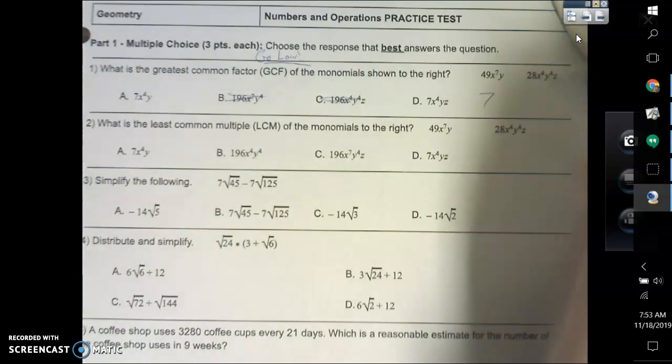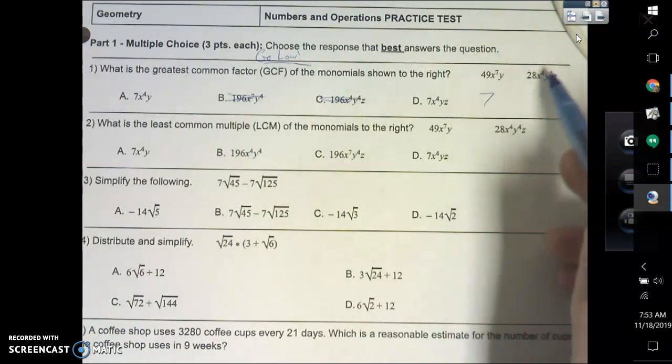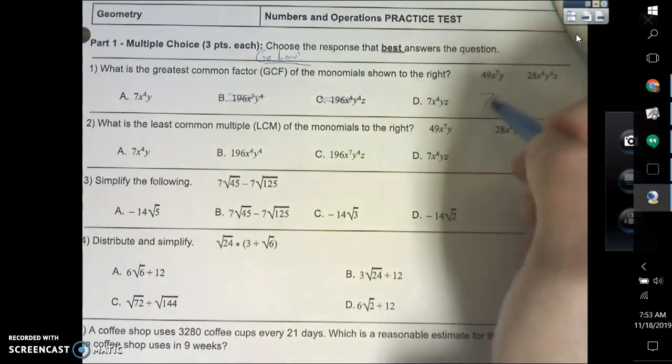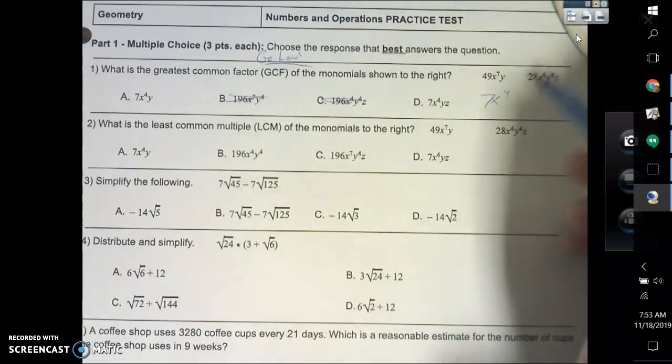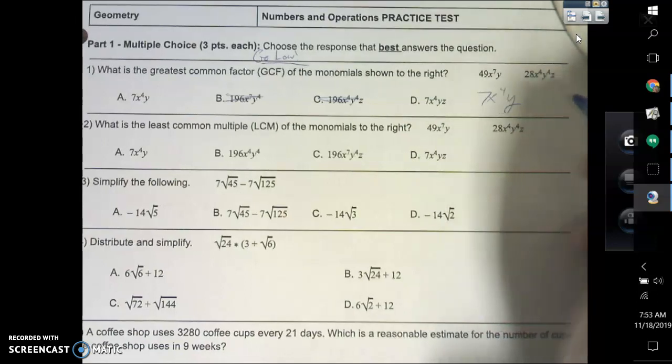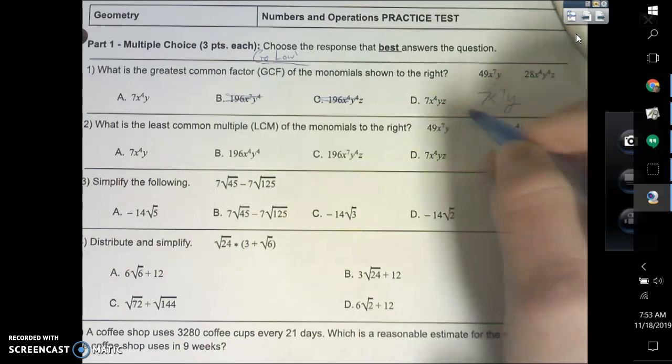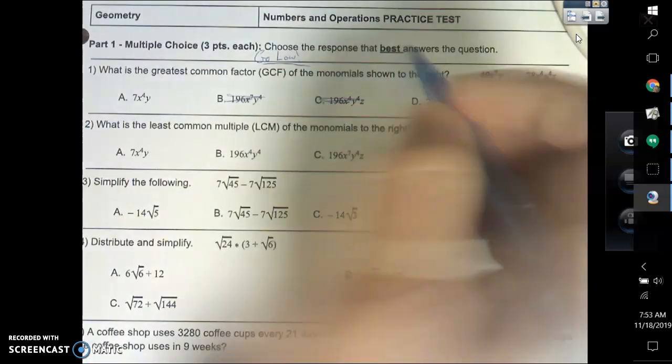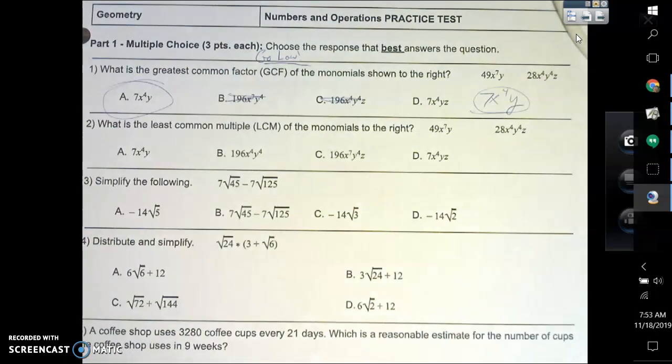Now between x to the 7th and x to the 4th, the lower one is x to the 4th. Between y and y to the 4th, the lower one is y. And between no z and z, it's no z. Alright, so we're looking at A for our answer.